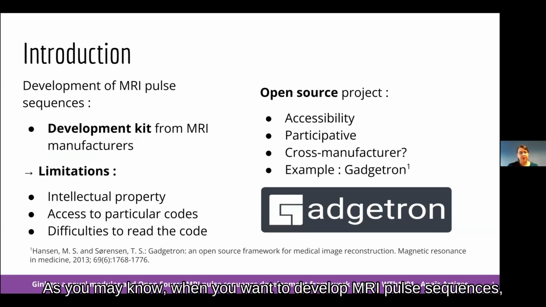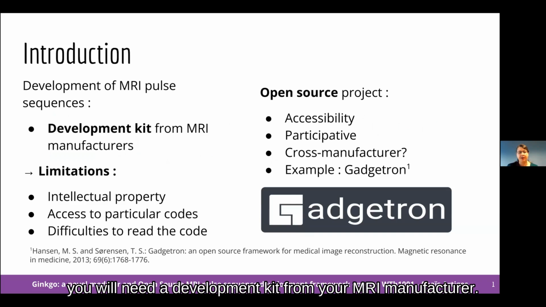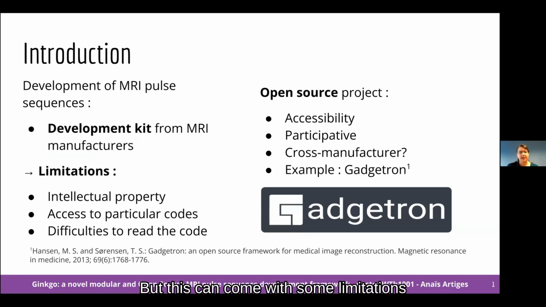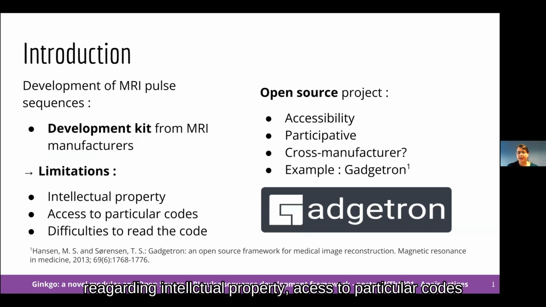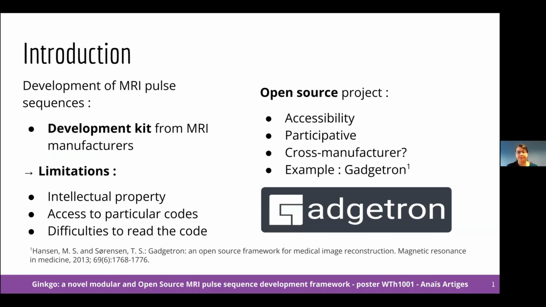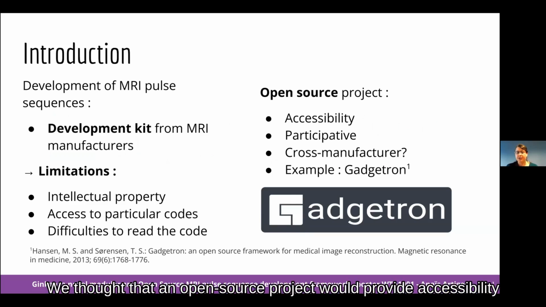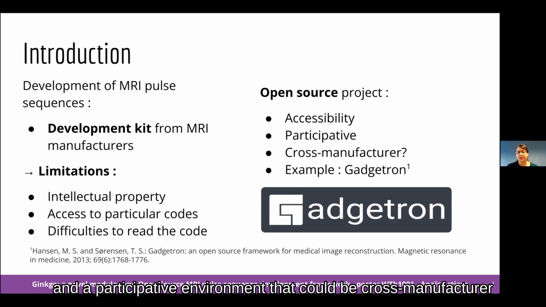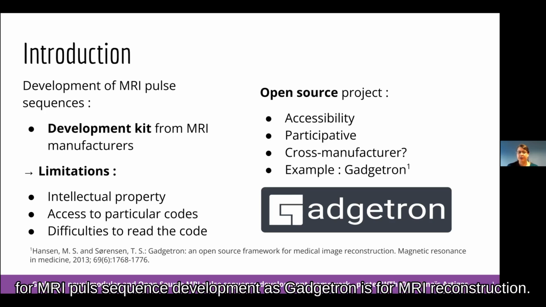As you may know, when you want to develop MRI pulse sequences, you will need a development kit from your MRI manufacturer. But this can come with some limitations regarding intellectual property, access to particular codes, or difficulties to read the code that may be very well embedded in the manufacturer's source code. We thought that an open source project would provide accessibility in a participative environment that could be cross-manufacturer for MRI pulse sequence development, as Gadgetron is for MRI reconstruction.